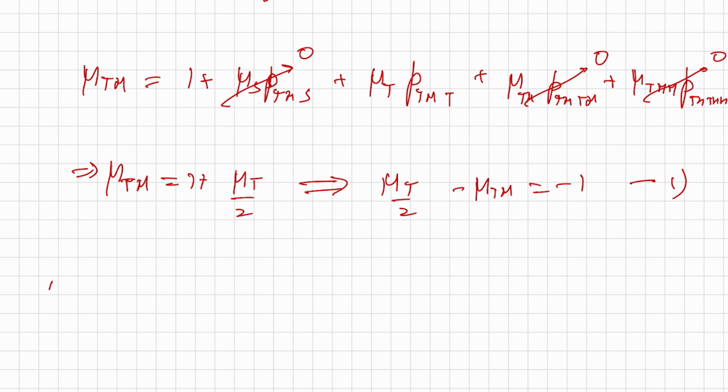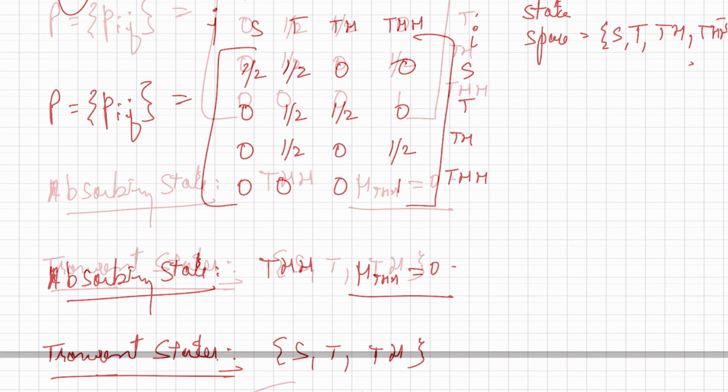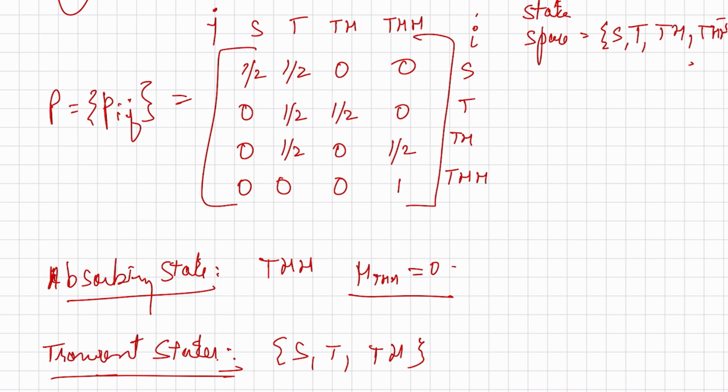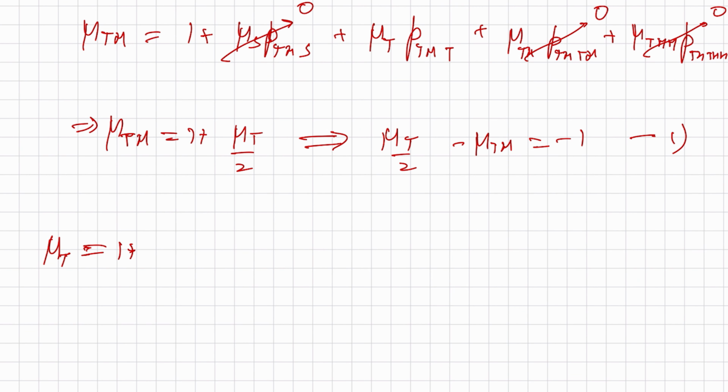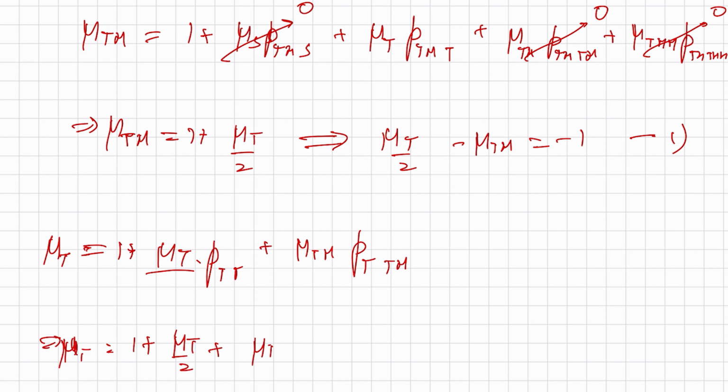Then the second equation, which is mu T, is 1 plus, and this time I'm just going to only write the terms which will matter to us. So from T, either you can stay in T or you can go to TH, right? So mu T times the probability of staying in T plus mu TH times the probability of reaching TH from T. Okay, so if you solve this, you get mu T by 2 minus mu TH by 2 is equal to 1. That's equation 2.